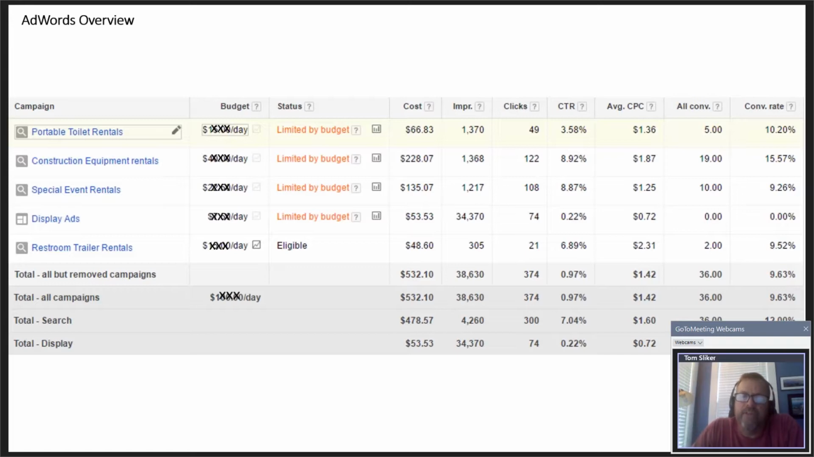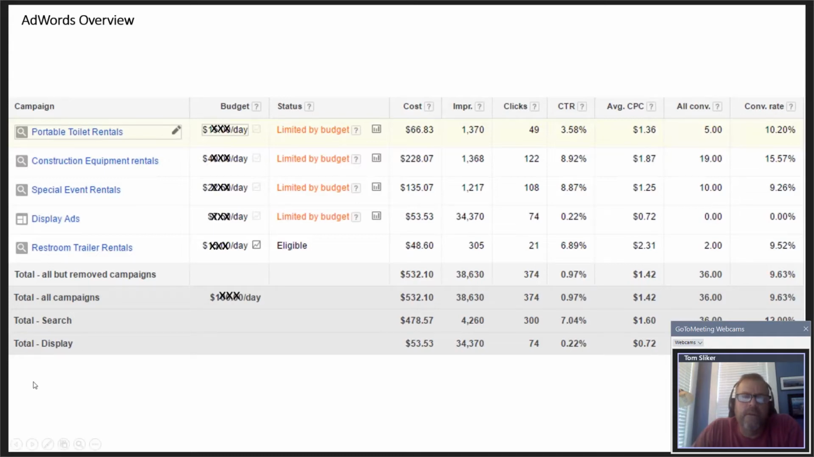And then average cost per click, that's how much we're paying for each of those clicks. And then also, of course, we're measuring conversions. So out of that, how many of those converted, and then we track our conversion rate. So these are some of the numbers. This is kind of the way that we look at things.